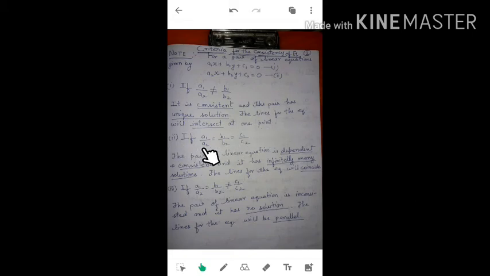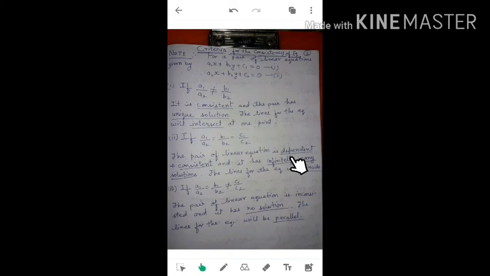Now we come to the second case. If the ratio of the coefficients of x, that is a1 by a2, is equal to the ratio of the coefficients of y, that is b1 by b2, and it is equal to the ratio of the constant terms in both equations, that is c1 by c2, all these three being equal, then we will say the pair of linear equations is dependent and consistent.